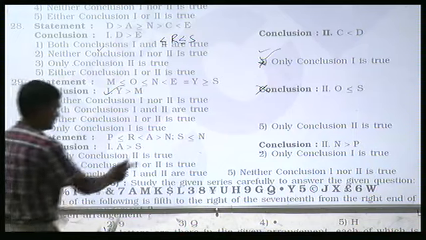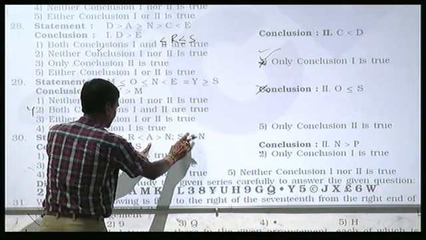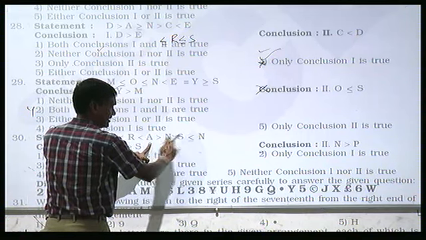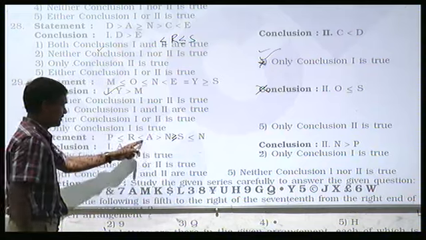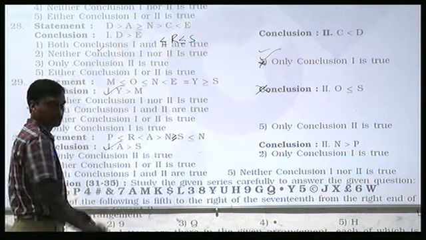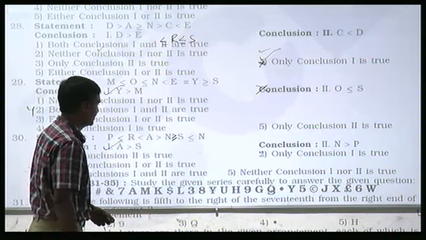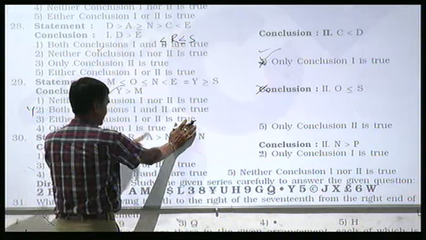Then coming to 30th. A and S. A is here, S is here. What is the element which is common here? N is common. A greater than N. S lesser than or equals to N means N greater than or equals to S. Now between A and S, greater than or equals to. Hence A greater than S is 2. Then coming to the second one. N greater than P. P is here, N is here. Lesser than, greater than. Two opposite symbols, no relation. Hence only 1 is 2. Choice 2. Clear now? This is about question number 30.